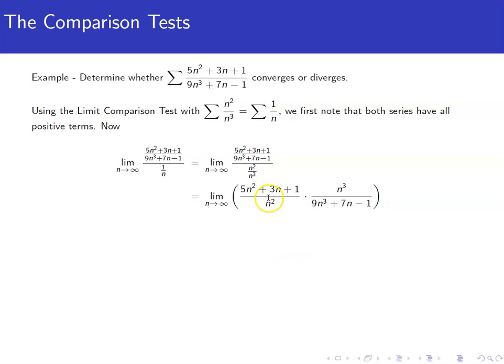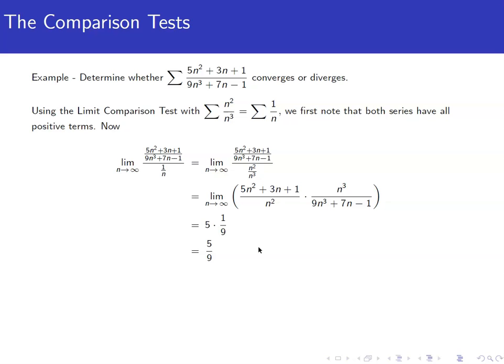To evaluate this limit, let's put the pieces together that match. We had 5n squared plus 3n plus 1 over n squared. Those pieces kind of match. And then the second one we have, when we invert and multiply, we would have an n cubed on top over 9n cubed plus 7n minus 1. Now again, you could do some simplifying here and doing some work, but it's important to note that we can evaluate these limits kind of by looking. This is essentially 5n squared over n squared, so this limit's going to be 5. This is essentially n cubed over 9n cubed. This is going to be 1/9. So we're going to get 5 times 1/9 for our limit, or 5/9.